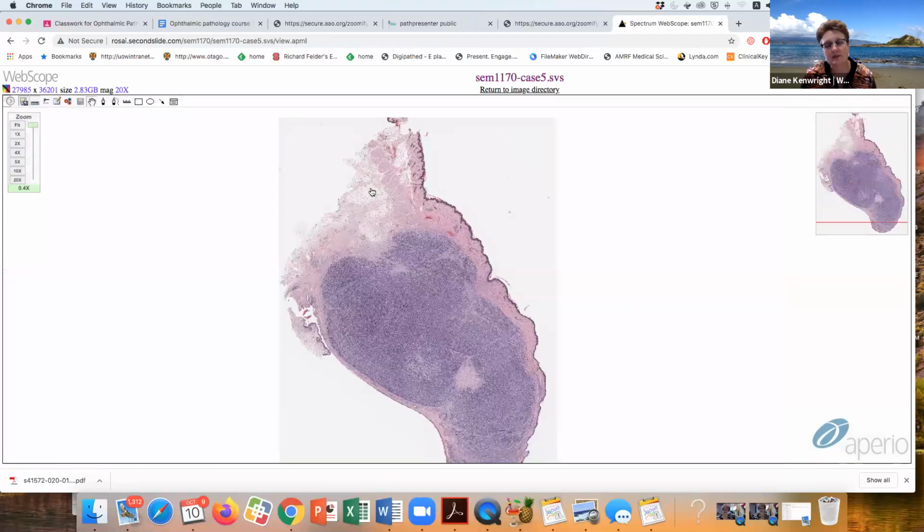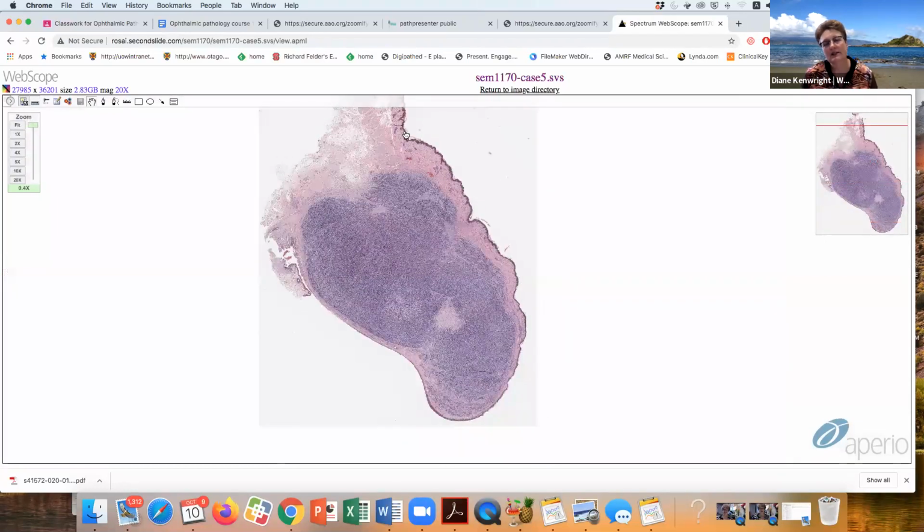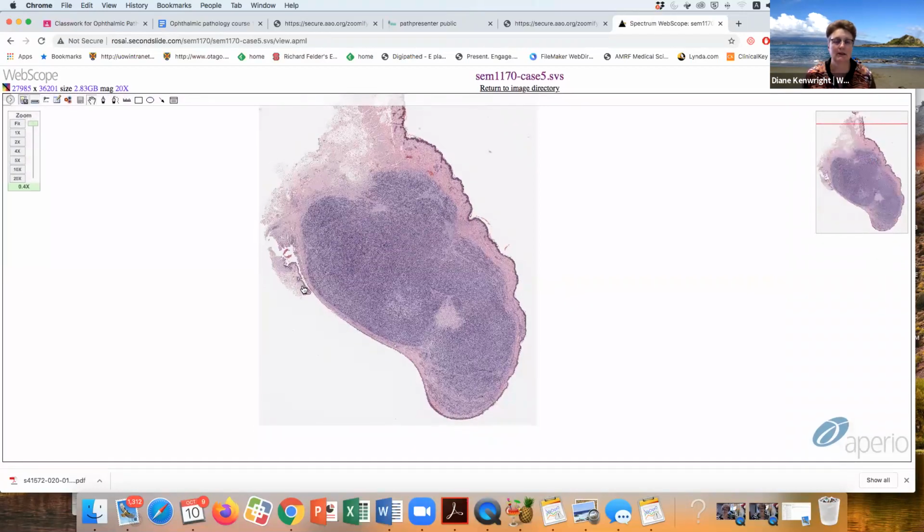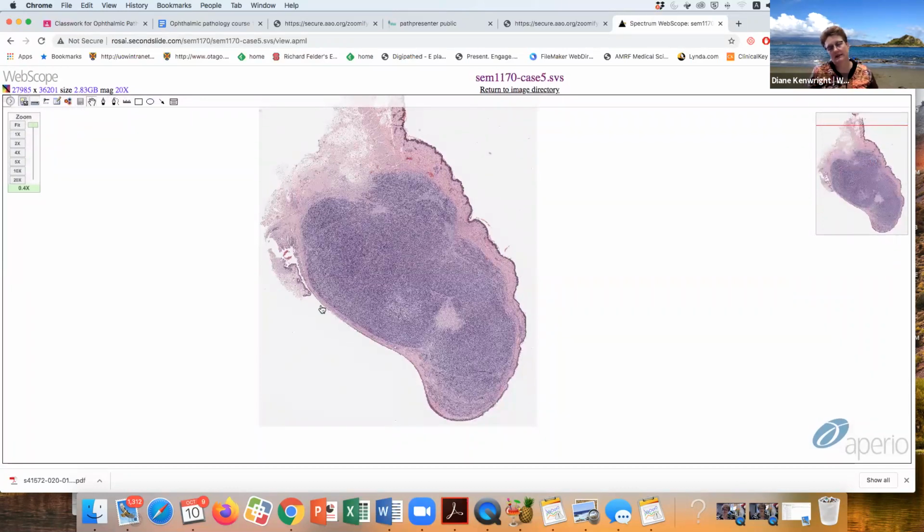Right. So this was something where we could recognize skin. Okay. So skin over the top here. And in fact, skin along here, there were little skin adnexa down here. And I think it slipped into conjunctiva about here. So we've got the interface in the lid between skin and conjunctiva.